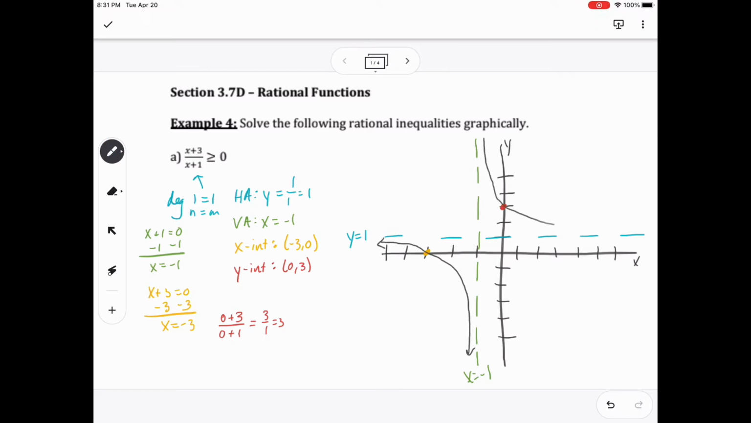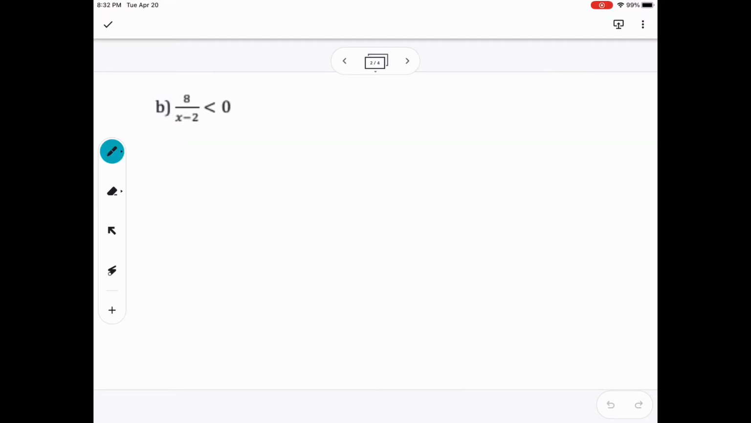From here, I need to state what my inequality is, or where my true statements are. Because visually I'm above the x-axis, greater than or equal to 0, it's everything on the x-axis or above. So that would be from -infinity to -3, and I can include that point since it's equal to. Then everything from -1 to infinity is true because it's all going to be above the x-axis because of that horizontal asymptote. So that would be my true statement.